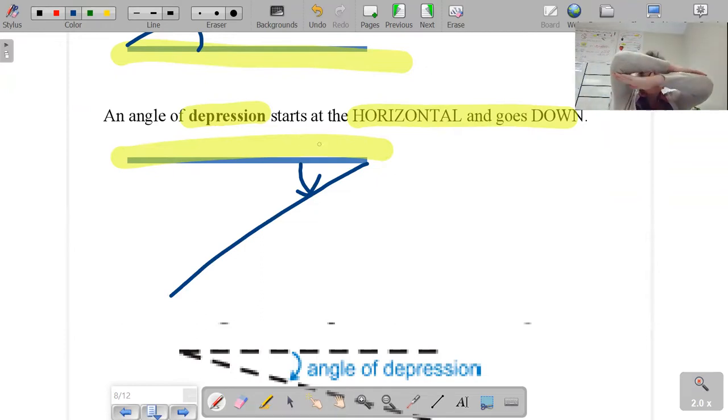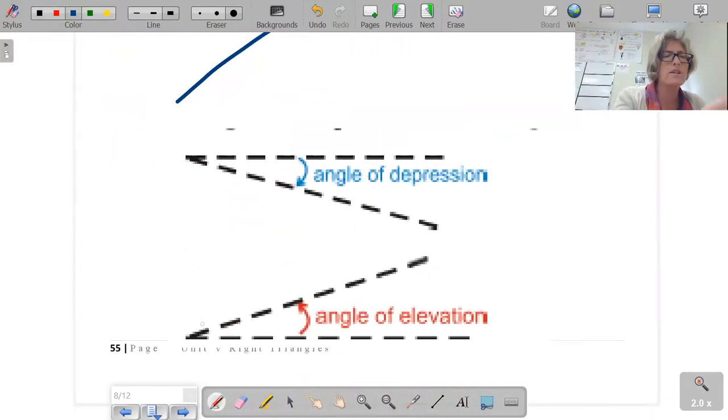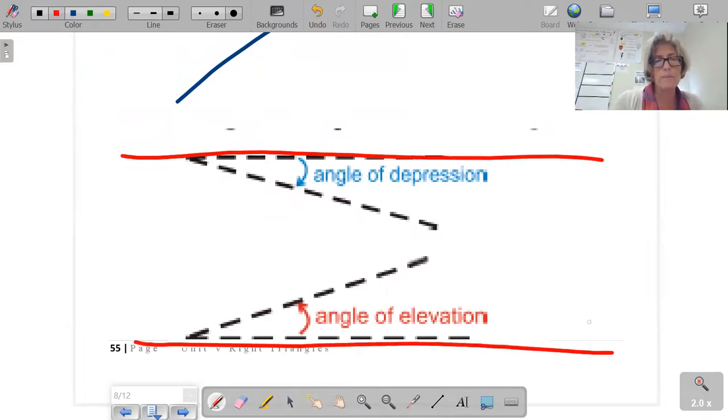So if you put your arms one on top of the other, elevation, horizontal, going up; depression, horizontal, going down. It's very important that both angle of elevation and depression start at a horizontal, not a vertical.